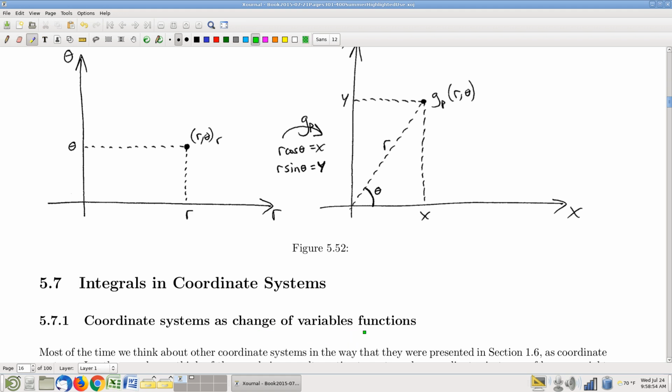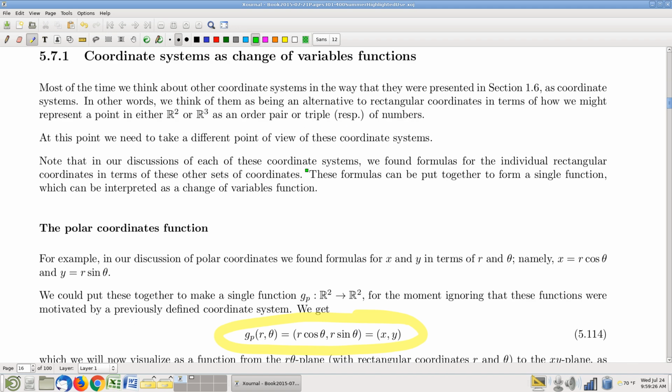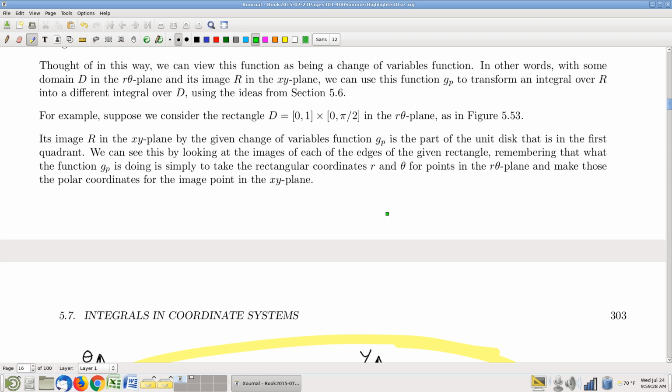So here's an example. Here are our polar coordinates formulas. If you give me an r and a theta, here are the formulas for x and y. And notice, it's a function from R2 to R2. 2 numbers in, 2 numbers out. How about that? So we can just reinterpret. Instead of thinking of these as conversion formulas for coordinate systems, we can just take the exact same formulas and say that is a change of variables function and proceed with the process.